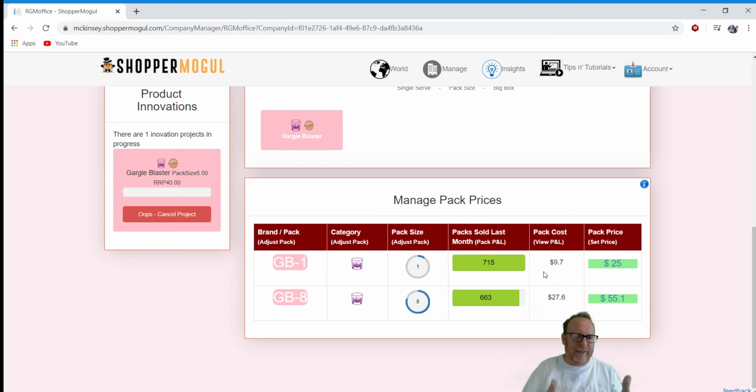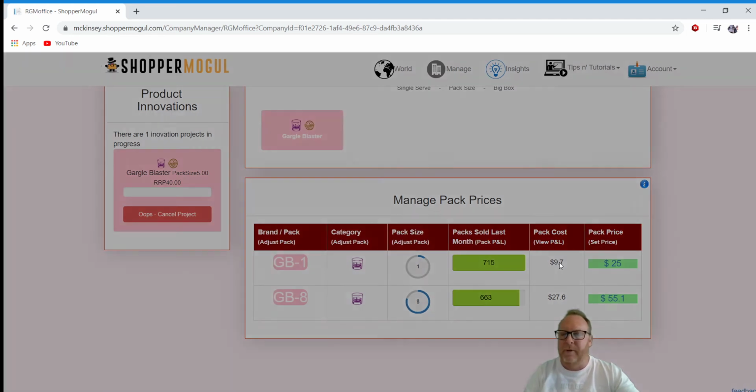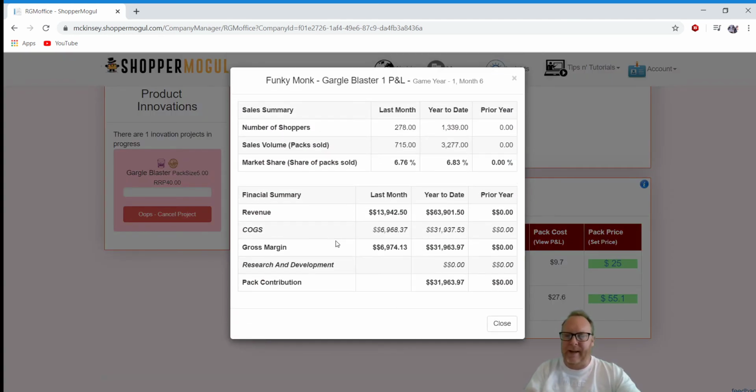You're spending money on media, you're spending money on trade terms to get your products out there. So you need to keep your eye on these prices to make sure you are actually making enough cash out of it. By the way, if you click on the cost, you can actually see a little mini P&L for each of your products. This just shows you the contribution that each of your packs are making.